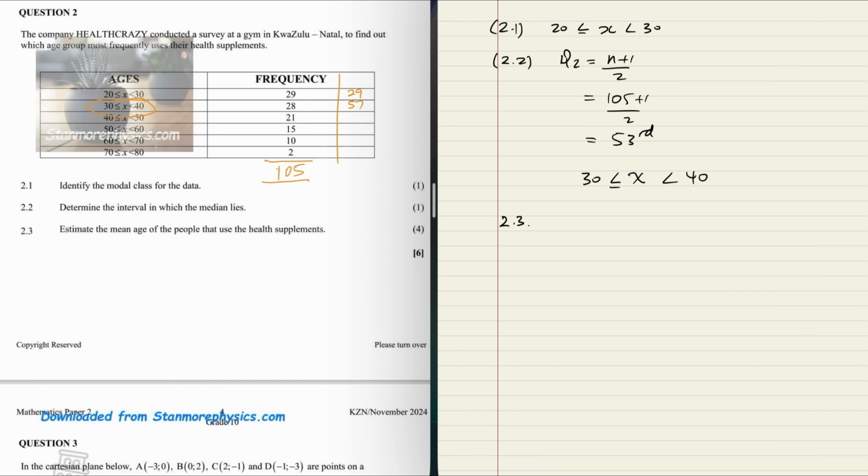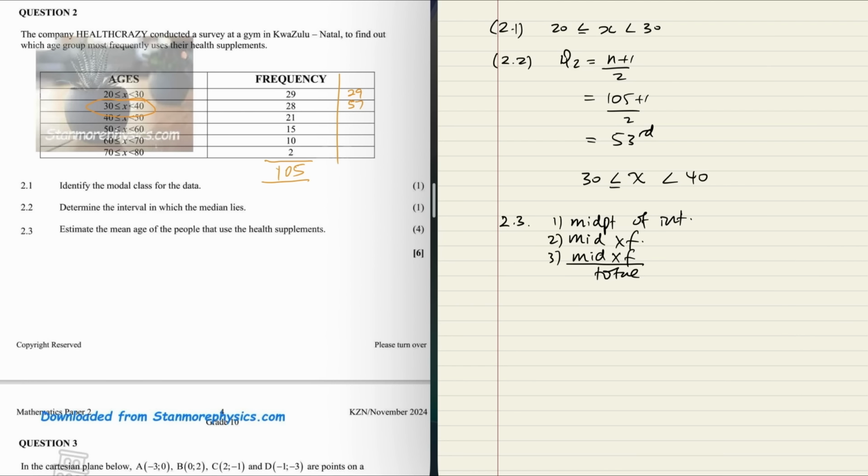Question 2.3, estimate the mean age group of the people that use health supplements. Now to calculate the estimated mean from a table, there's actually a few steps that we need to do. One being, we need to calculate the midpoint first, and we need to then multiply it by the frequency. So let me just make a note. So we need the midpoints of the intervals. We then need to do the midpoint times the frequency, and then we'll do midpoint times frequency divided by total. So that's step 1, that's step 2, that's step 3.